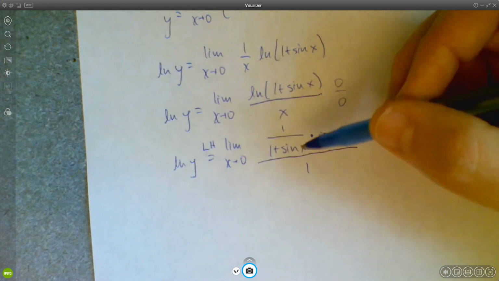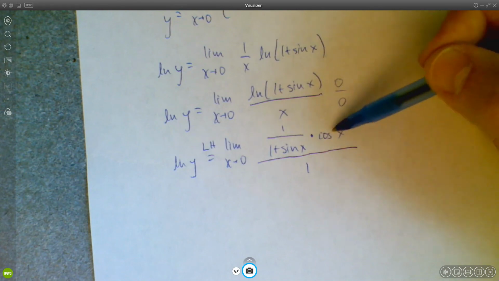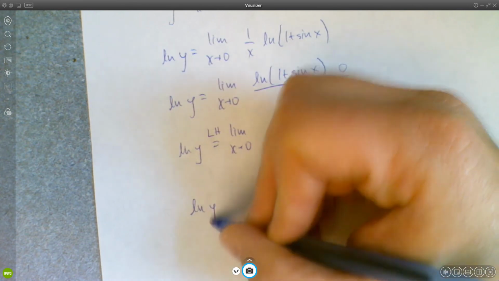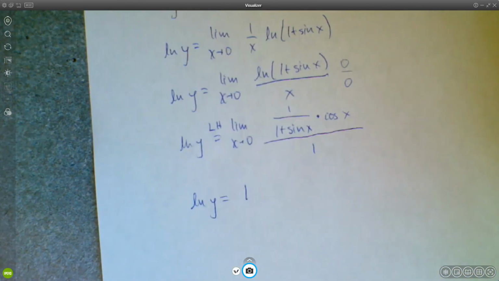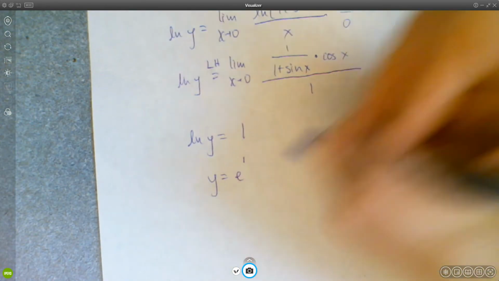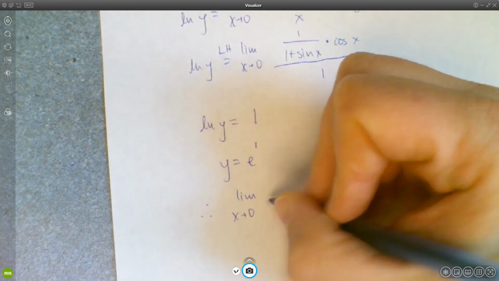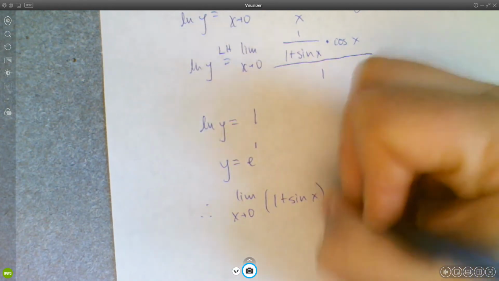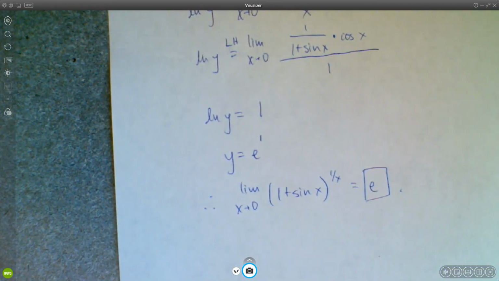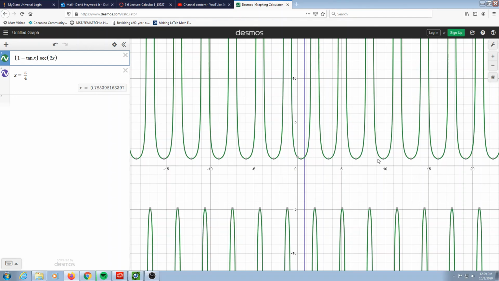Okay, well now what do I get? When I plug in 0, sine 0 is 0, so I have 1 over 1, which is 1. Cosine 0 is 1, so I have 1 times 1, which is 1. I just get 1 over 1. So ln of y equals 1. That means y equals e to the 1, which is just e. So the limit as x approaches 0 of (1 plus sine x) to the 1 over x equals e. Okay? And that's that. So, L'Hopital's rule, very powerful, very good tool for us.